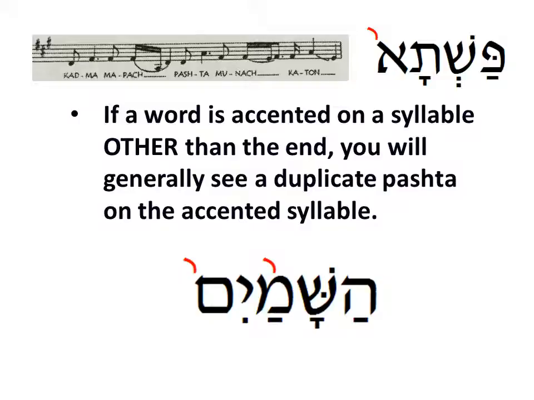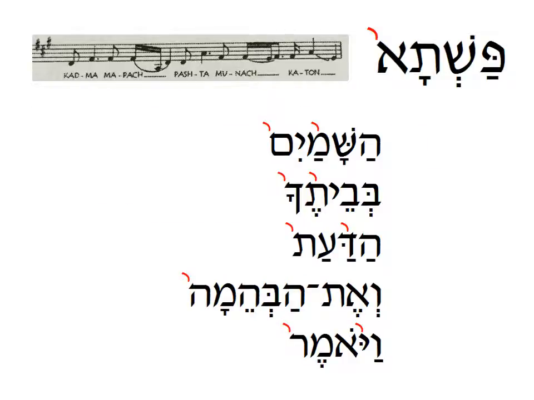If a word is accented on a syllable other than the end, you will generally see a duplicate Pashta trope on the accented syllable, like what you see on the screen with Hashemayim. In this case, we don't say Hashemayim with the stress at the end, but rather on the middle syllable. And so to tell us that, they've added a duplicate trope mark, a duplicate Pashta, on the mem. So we sing Hashemayim. Here are some other examples. Hashemayim beveitecha. Beveitecha hada'at. Hada'at ve'et habehema. Ve'et habehema vayomer.